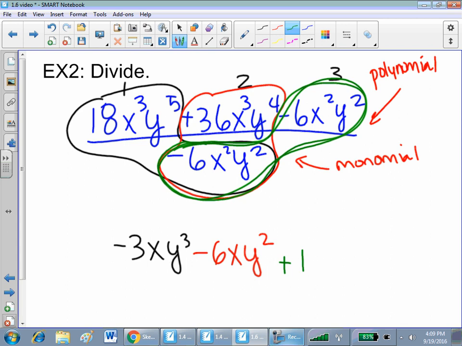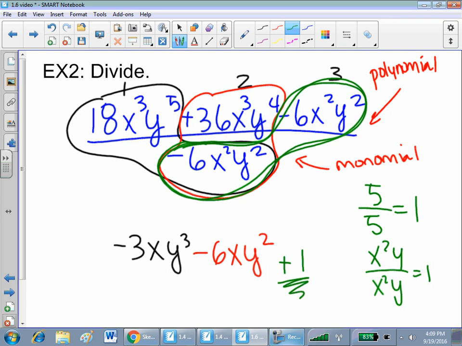Well, it doesn't just go away. What it does is it divides out. When I divide anything by itself, 5 divided by 5, I get 1. X squared y divided by x squared y, I get 1. So I have to remember, I need to keep that positive 1 there as kind of like a placeholder.